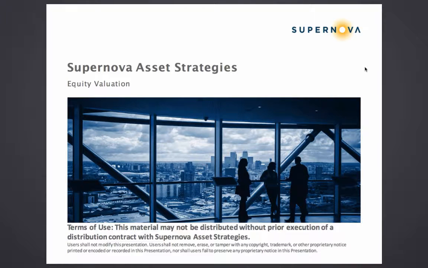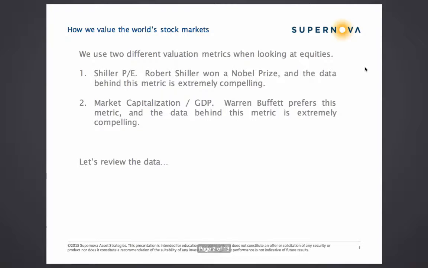Let's discuss our process around equity valuation. We use two different valuation metrics when looking at equities. The first is Shiller PE multiple. Robert Shiller won a Nobel Prize, and the data behind this metric is extremely compelling. The second is market capitalization to GDP. Warren Buffett prefers this metric, and the data behind this metric is extremely compelling.